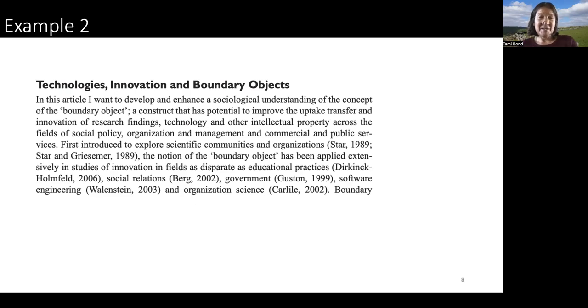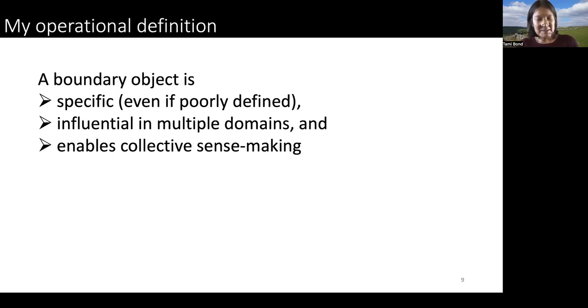So if boundary objects could have any definition, what is the use of them? So now I'm going to say, what is my operational definition? It is something that is specific, even if it's poorly defined, it's a specific thing. It is influential in multiple domains. People want to talk about it. People recognize that it has an influence. And this is the most important thing to me, it enables collective sense-making of whatever that object is.